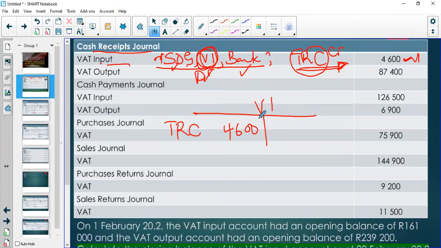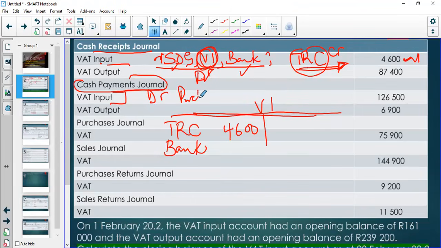Then we have another VAT input here, and this is from the cash payments journal. The cash payments journal is when we pay in cash. So it means that we're going to debit the VAT input, but the account to credit is going to be your bank, because this was a payment that was made. So we're going to debit purchases, we're going to debit VAT input, then we're going to credit the bank because it was a payment that was made.